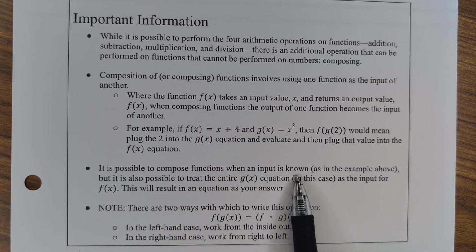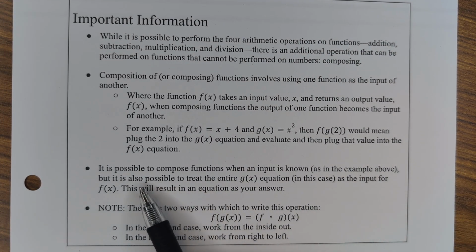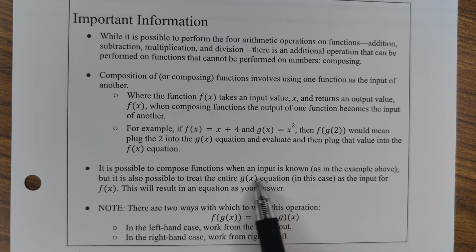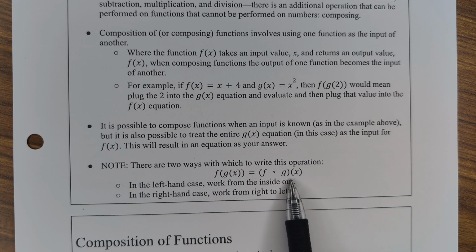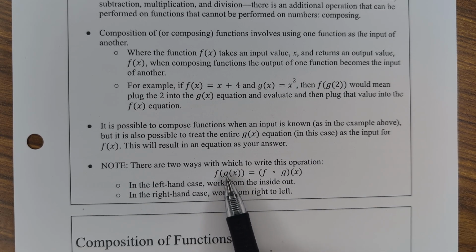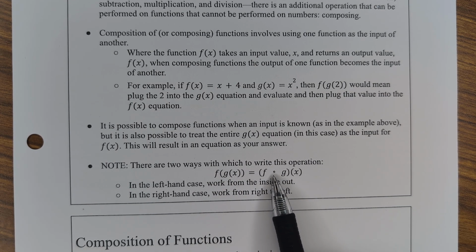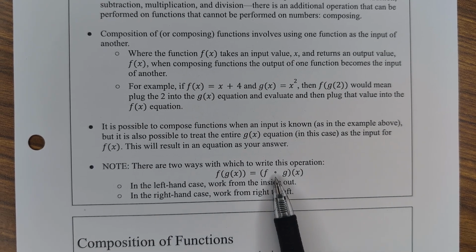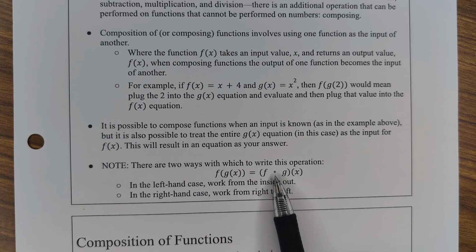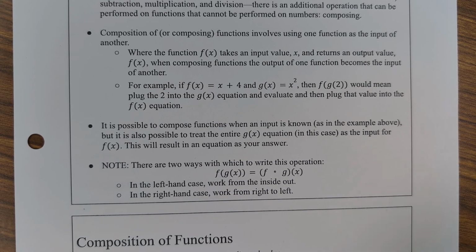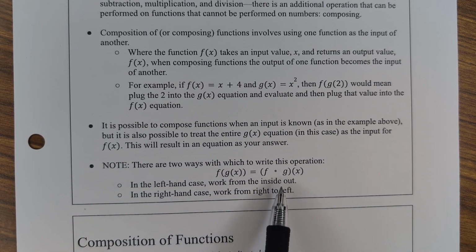You can compose with an input that is known, which is what we did up here, or treat the entire g of x as your input. The result will be an equation. There are two notations: f of g of x with the parentheses nested, or this open circle, which is the operator symbol for composition, like the plus sign for addition, division sign for division, and so on. In either case, you work from the inside out, or right to left.